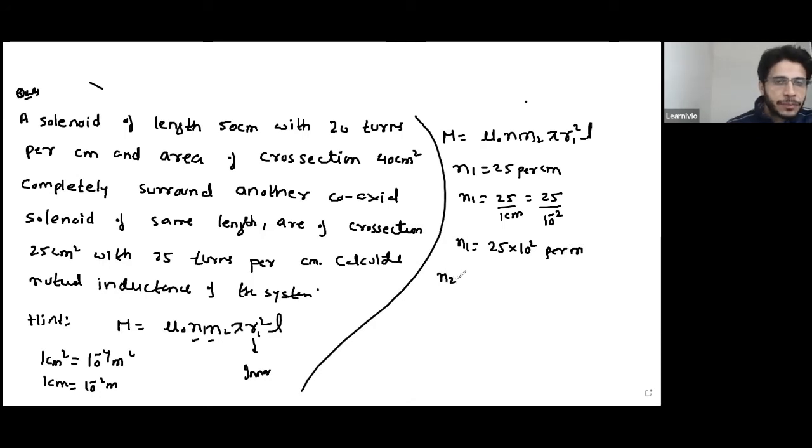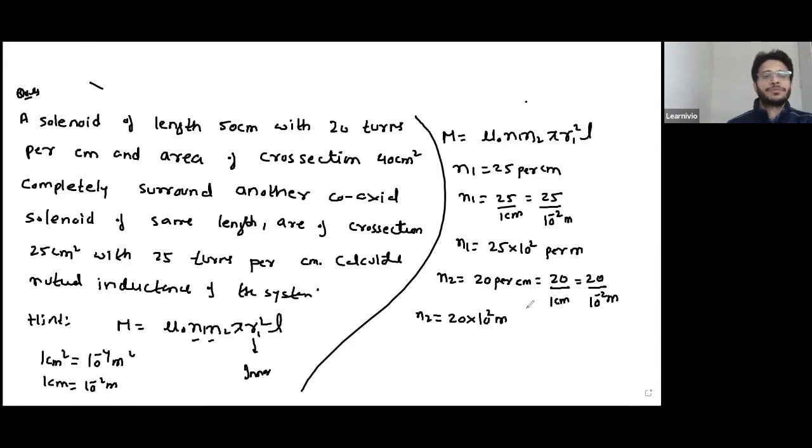Similarly, the value of N2 is 20 per centimeter. So that you can write 20 by 1 centimeter, which is 20 by 10 raised to the power minus 2 meter. Your N2 comes out to be 20 into 10 raised to the power 2 per meter.